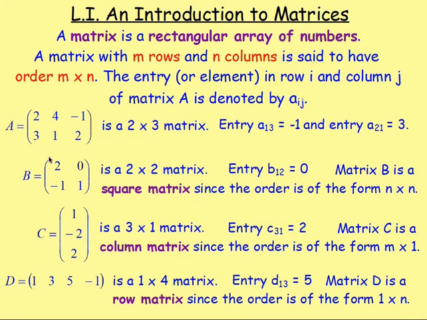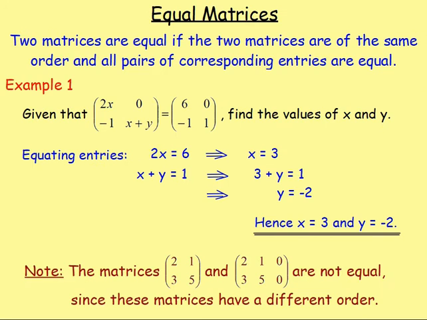If you have, for example, the same number of rows and columns, it's known as a square matrix. This matrix here, C, is known as a column matrix because there's just 1 column. And this matrix here is known as a row matrix because it's just 1 row.